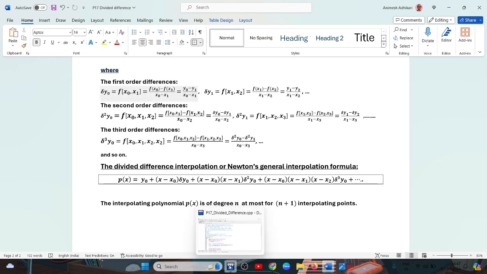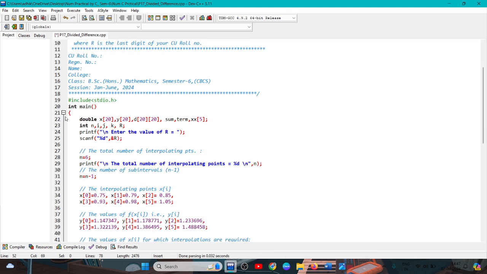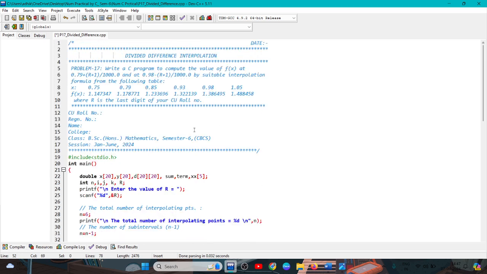First we calculate these divided differences. The double variables, with format %lf, are the one dimensional arrays x[20], y[20], and the differences, the divided differences, that is first order or second order, then sum, term, and x6, a one dimensional array of size 5, containing 0 to 4. This x6 means the given value of x.